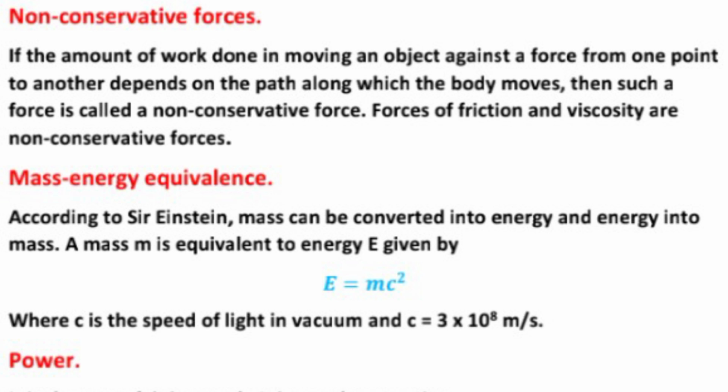Mass energy equivalence. According to Einstein, mass can be converted into energy and energy can be converted into mass. A mass m is equivalent to energy and it is given by E equal to mc square. c is the speed of light in vacuum and c will be equal to 3 into 10 to power 8 meter per second.